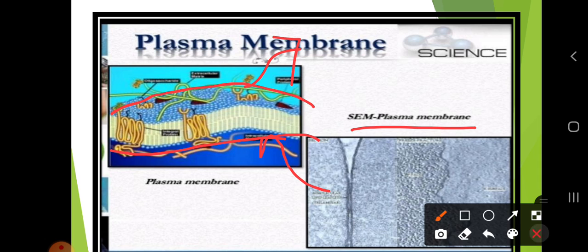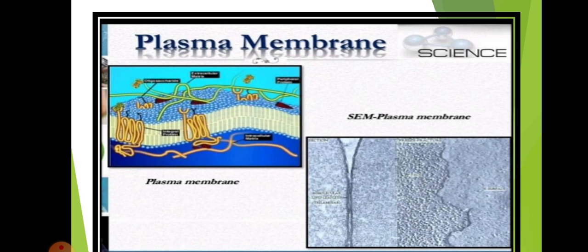So dear students, we have discussed the plasma membrane till now. Another concept we are going to cover in the next class.